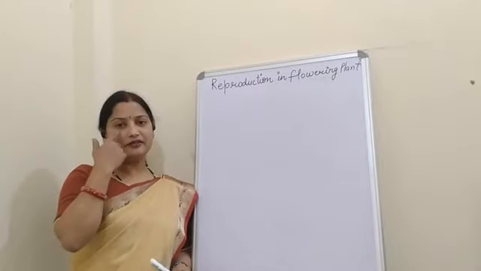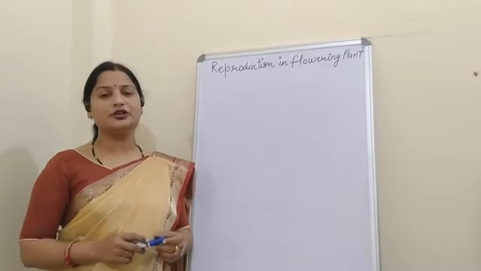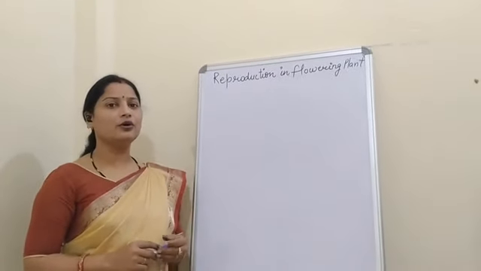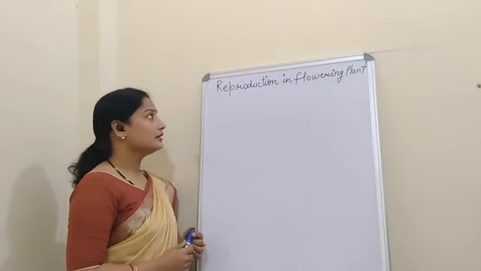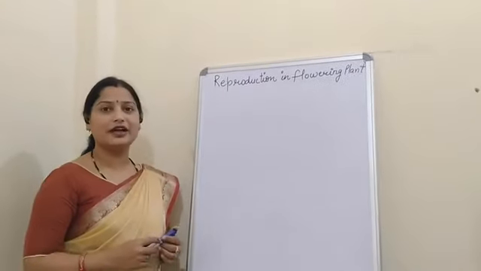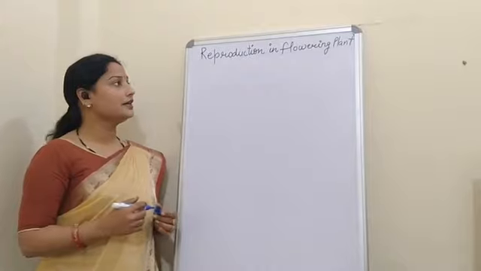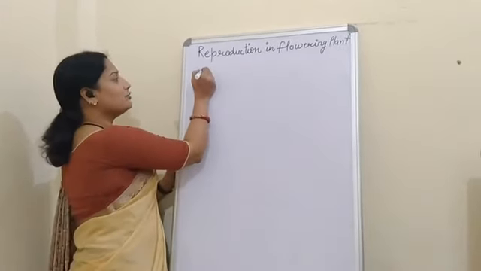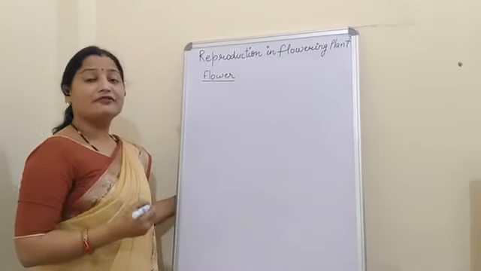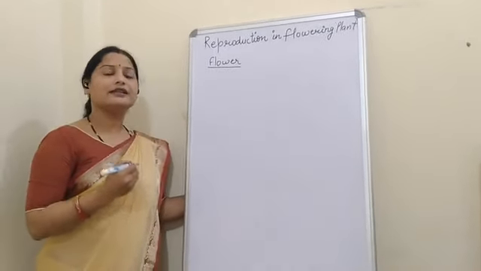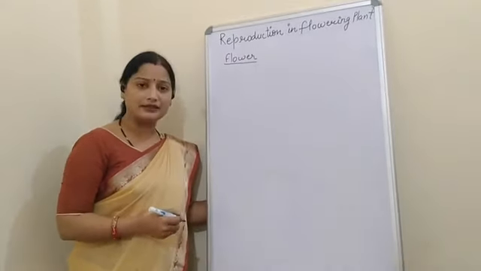Children, in the previous video, we have seen chapter number 1, that is general methods of reproduction. Now, in today's class, we'll start with chapter number 2, sexual reproduction in flowering plants. If I am using the words sexual reproduction in plants, it means I am talking about a flower. Flower is an organ that is responsible for sexual reproduction in plants.